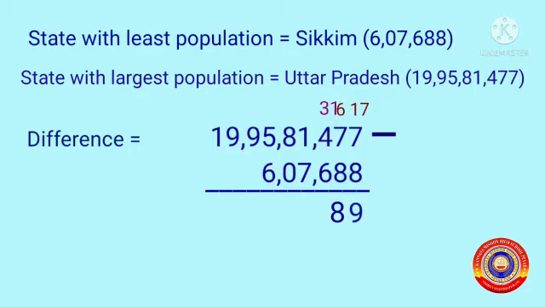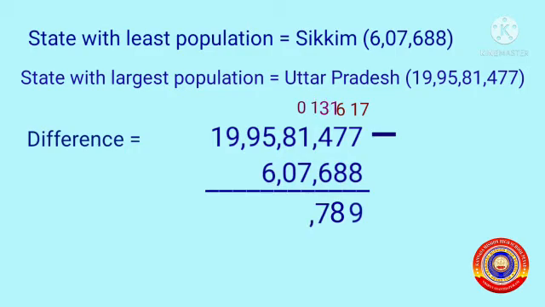Next, we shall subtract the numbers in the hundreds place. We can't subtract 6 from 3. Then we have to borrow from the next number in the thousands place. Then 3 will become 13, and the number in the thousands place, 1, will become 0. Then 13 minus 6 is equal to 7.